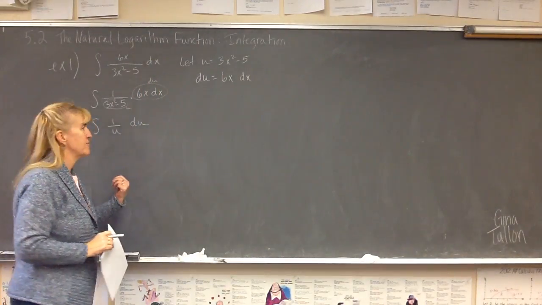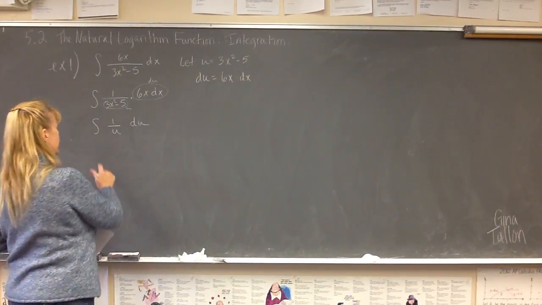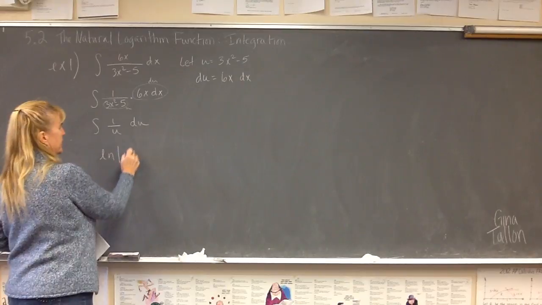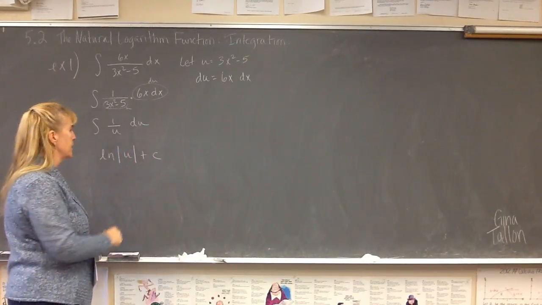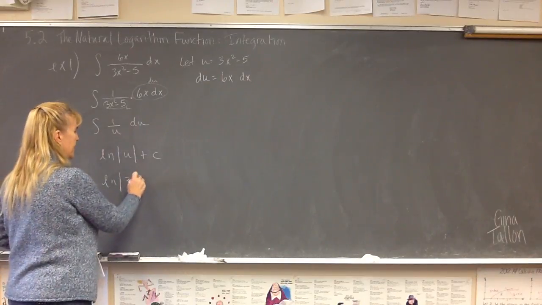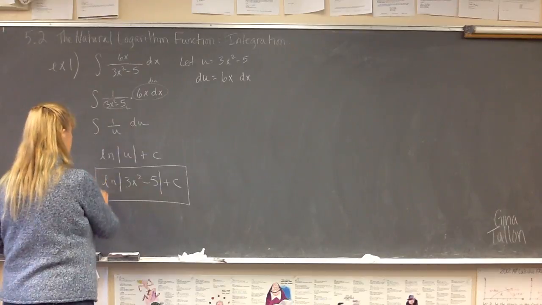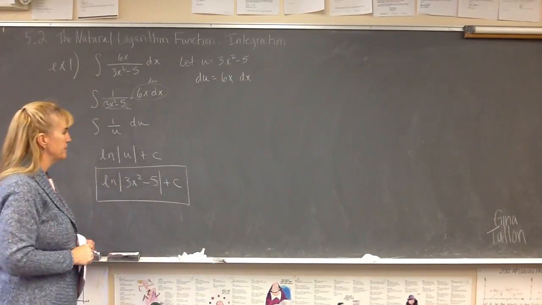I'm right back to Theorem 5.1, or Theorem 5.5, I'm sorry. And I can say that this is the natural log of the absolute value of u plus c. Bring my u back into the problem. My u was 3x squared minus 5 plus c, and I'm finished right there. This is the end, and it's quite an easy question right here.